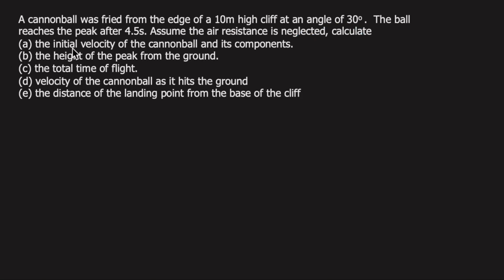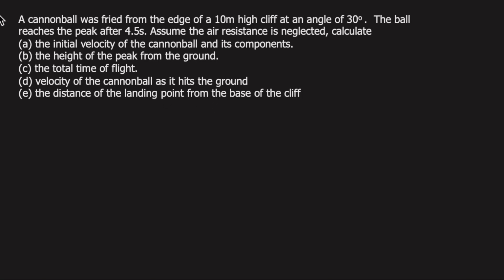Calculate A, the initial velocity of the cannonball and its components, B, the height of the peak from the ground, C, the total time of flight, D, the velocity of the cannonball as it hits the ground, and lastly, the distance of the landing point from the base of the cliff.